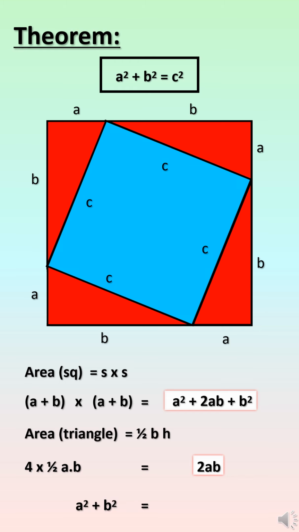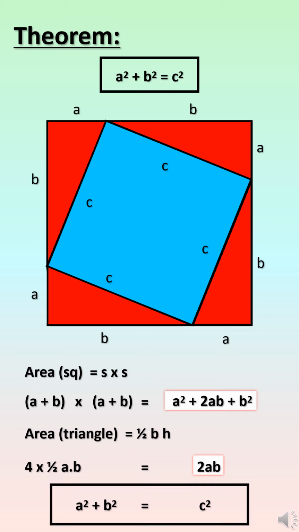And that is equal to the area of the rotated square inside the larger square. And we also know that that is equal to c squared. Hence, we get a squared plus b squared is equal to c squared.